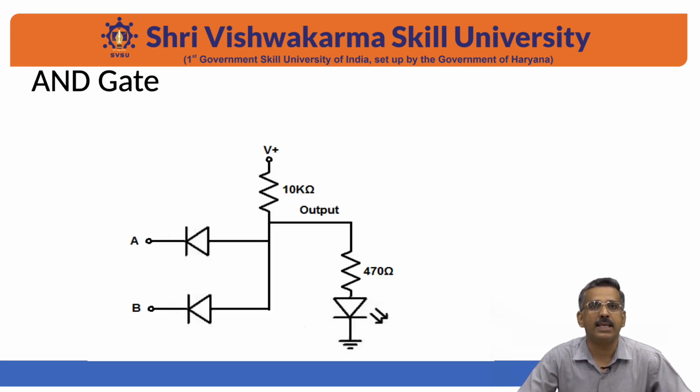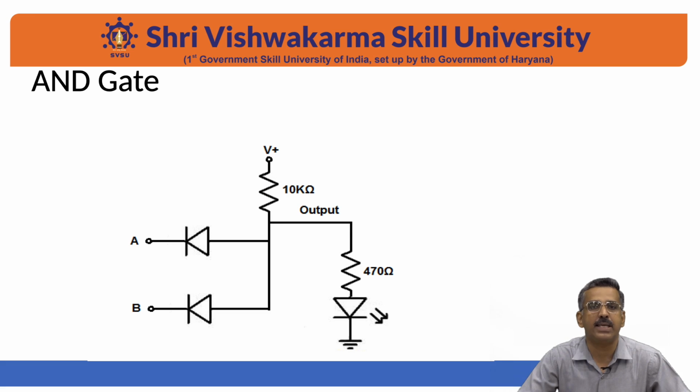Now, let us see the second gate of the logic families, that is the AND gate. In this AND gate, the circuit will be designed like this. Now, we have reversed the representation of the diodes. Now, we are applying the voltage toward the N junction of the diode. In this case, we are applying the voltage at A and B, and we will take the output across the LED, which is connected across a 470 ohm resistance, which is very low resistance.